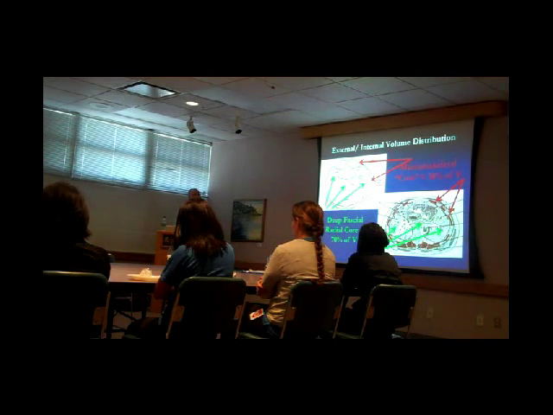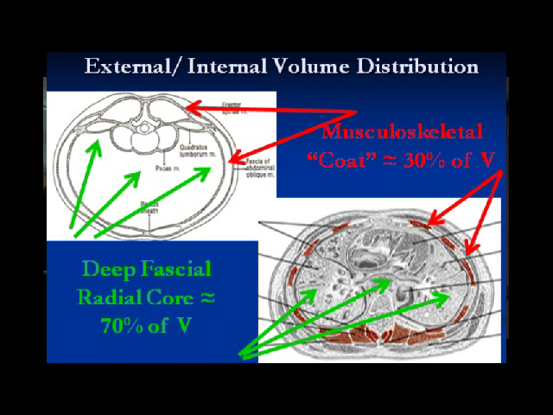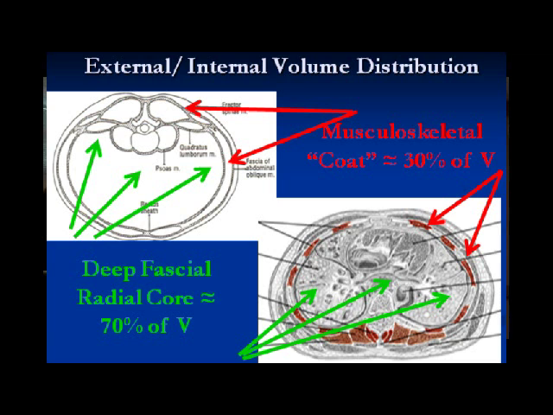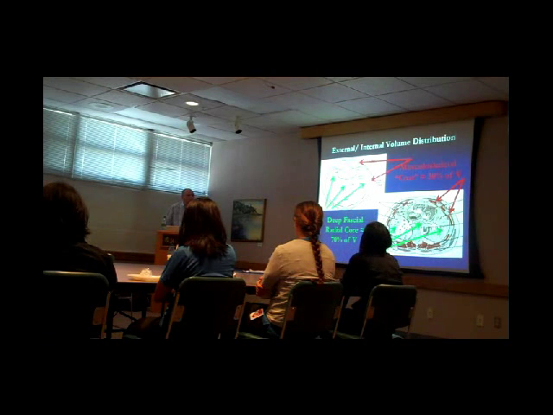So again, you can see the same story. Once the trunk strength has improved, the quality of the performance improves significantly. So here we're getting there very quickly via this particular thing. The deep fascial radial core is roughly 70% of the underlying body volume, whilst the musculoskeletal core will be, say, roughly the other 30%.